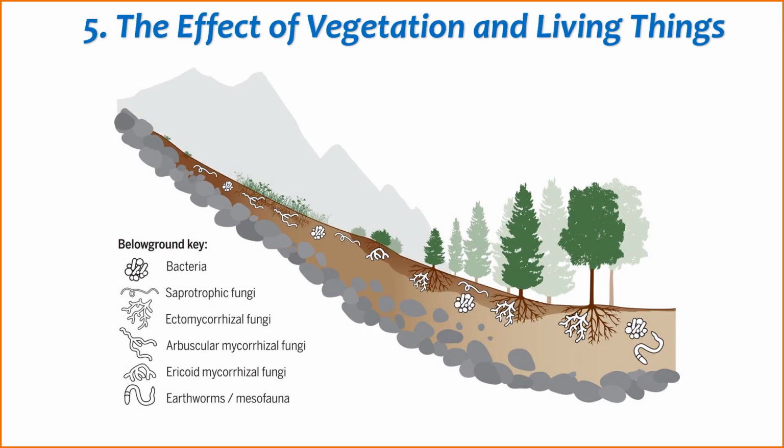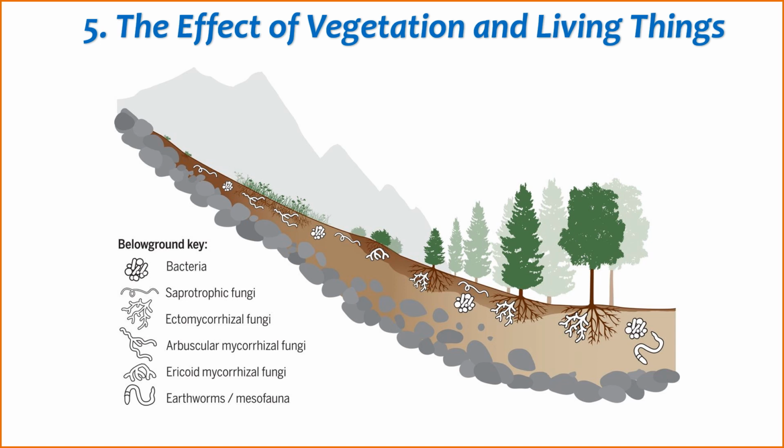Vegetation and living organisms play a vital role in soil formation through various processes. Here are some key aspects of their impact. 1. Root action. Plant roots penetrate the soil and contribute to physical weathering by exerting pressure on rocks. As roots grow and decay, they create pore spaces in the soil, enhancing water infiltration.